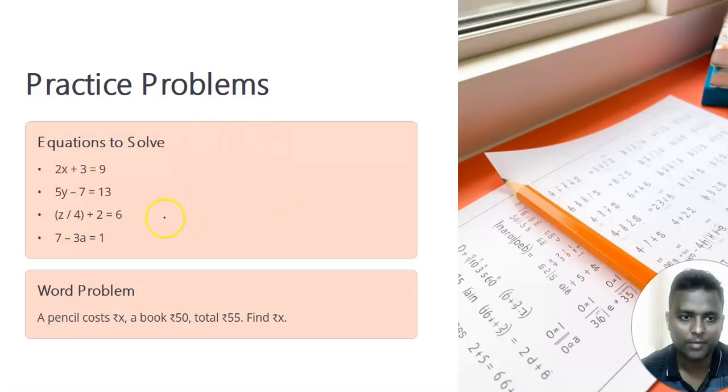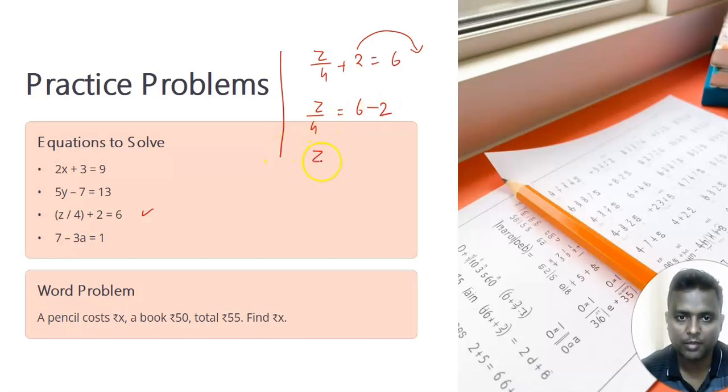Okay, let's take one more example. Let's take this example. How can we solve it? Z by 4 plus 2 equal to 6. We need to find the value of Z. So how can I find it? The plus 2 we will take to this side as minus 2. Okay, Z by 4 equals 6 minus 2, which is 4. We need to find the value of Z, so we can use cross multiplication. Z multiplied with 1, so we will get Z. 4 multiplied with 4, 4 4s are 16.